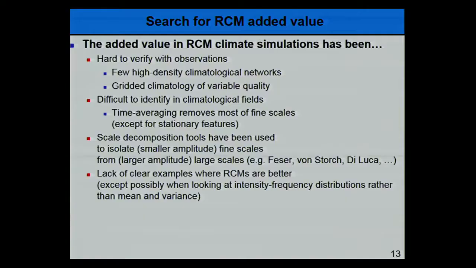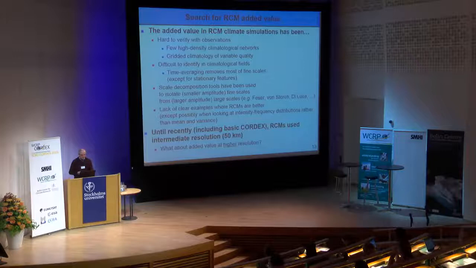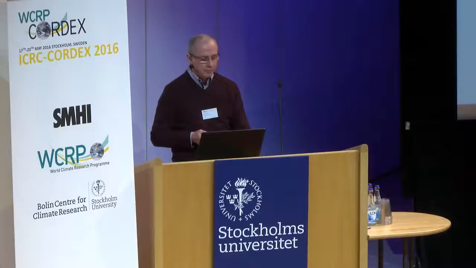So I guess the conclusion is that there is a lack of clear examples where RCMs are outstandingly better than GCMs, except possibly for some very specific fields. And if the challenge had not been so high, there would not be this session here 30 years after starting to do regional models. So it's good to remember that until rather recently, most regional models used grid sizes of about 50 kilometers. So the question that we ask ourselves is, what about added value at higher resolution?